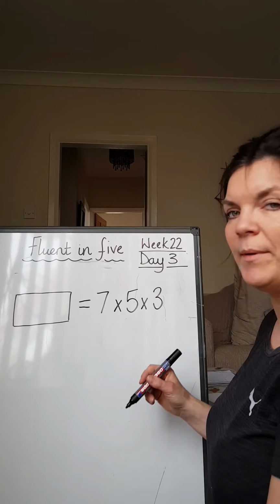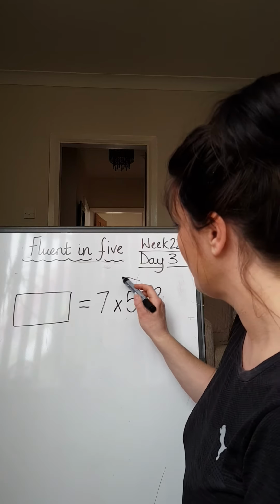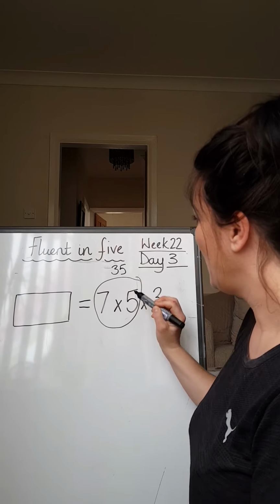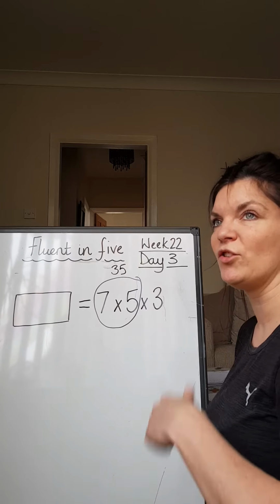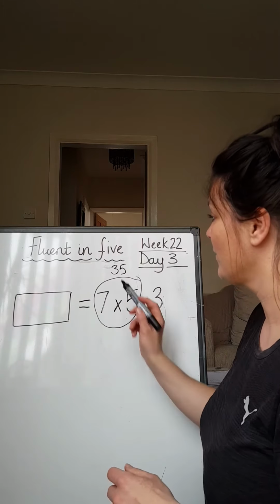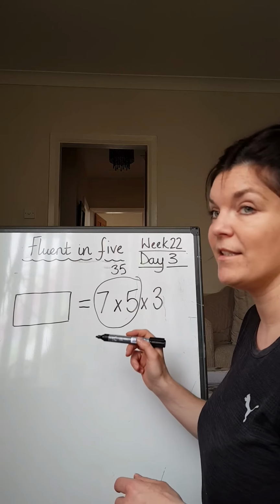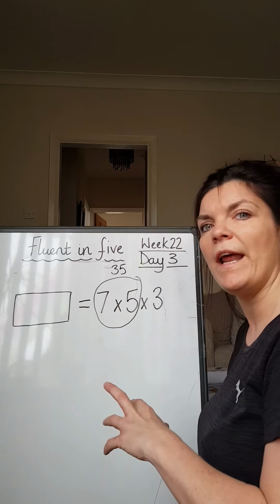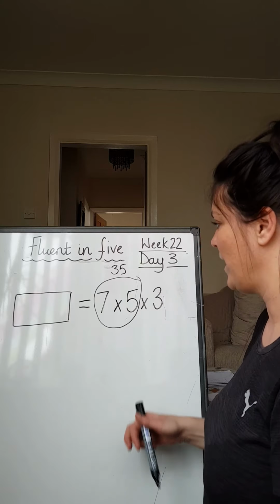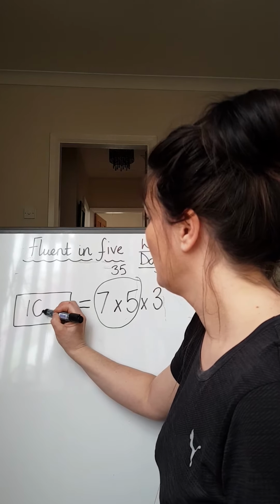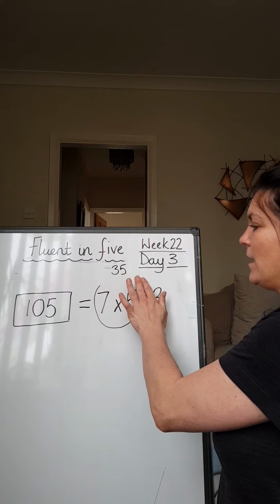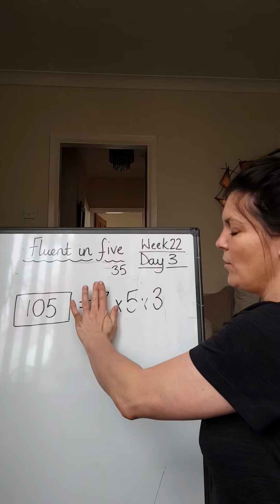You might be able to do this in a quicker way than me. I'm just going to do it as it is. 7 5s are 35. And 35 times 3, well, double 35 is 70. 30 and 30 is 60. 5 and 5 is 10, so that would be 70. And then if I added on an extra 35, I would get 105. So that is the answer to question 3, 105.